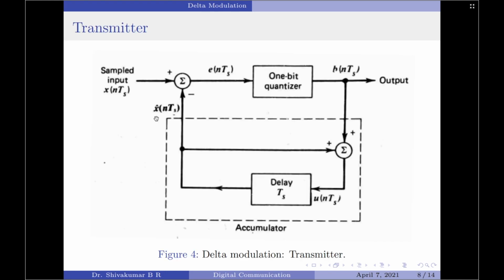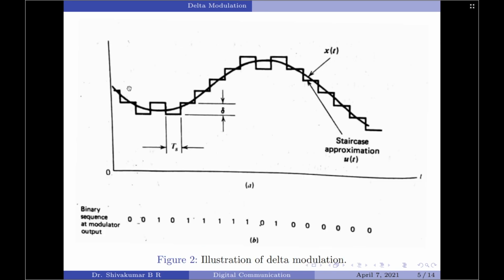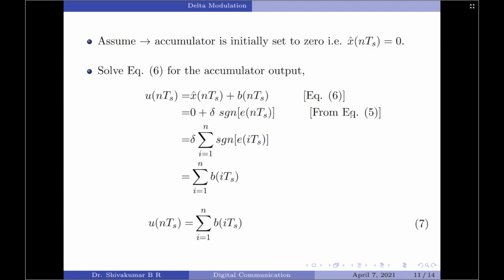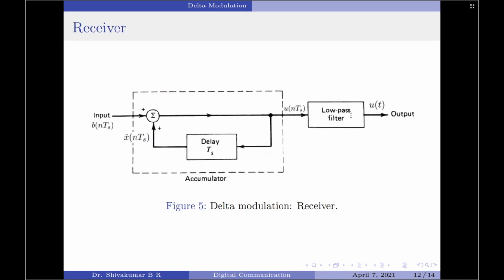So we can understand this as, if the output of the quantizer is plus, then the accumulator increments the approximation by a value of plus delta. On the other hand, if the output of the quantizer is minus, then the accumulator decrements the approximation by the value of delta. This is how you are going to get the staircase approximation of the input signal. Right. So that is about the discussion on the transmitter part. Let us now move on to the receiver part.